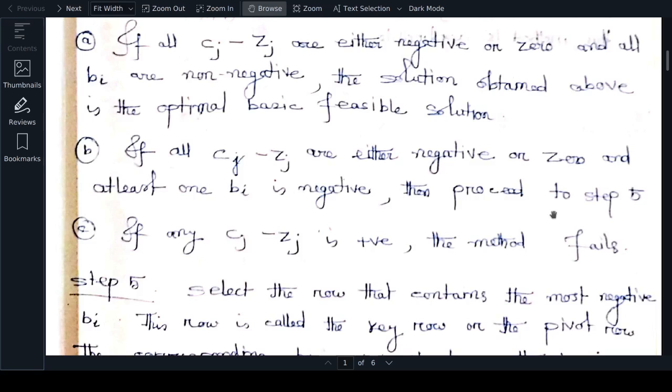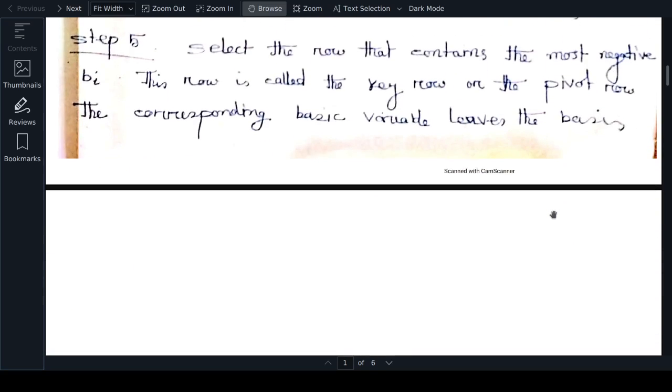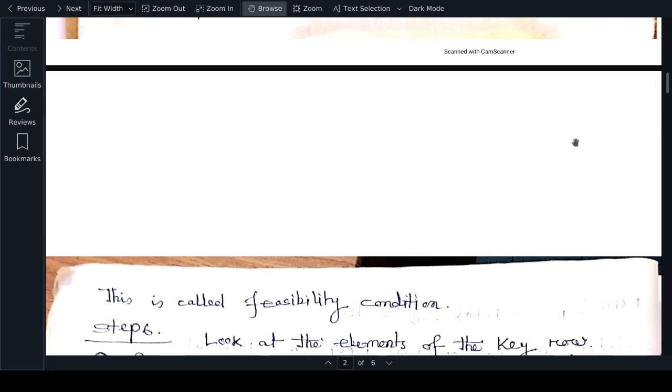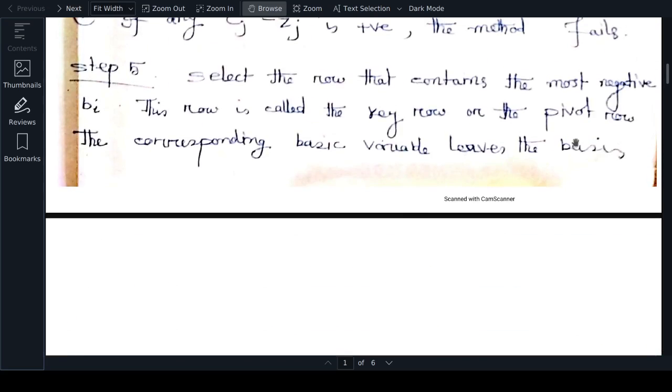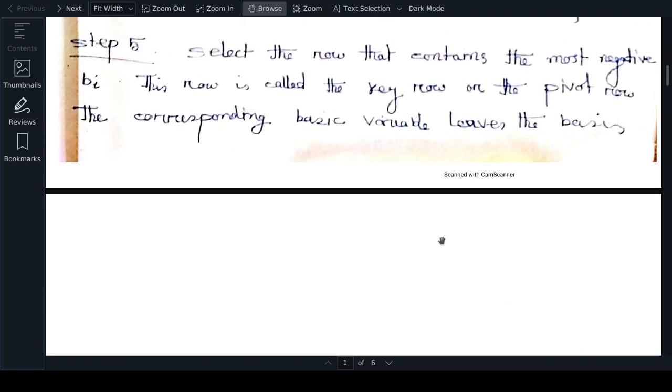Sometimes in the xb column more than one value is negative. Then which element do we choose? Suppose the first row element is -4 and the second row element is -5. Then the most negative is -5, so we select it. This row is called the key row or pivot row. This is how to select the key row: select the row that contains the most negative bi.